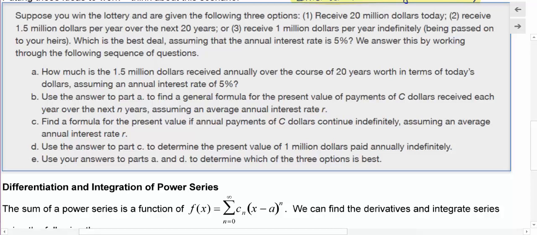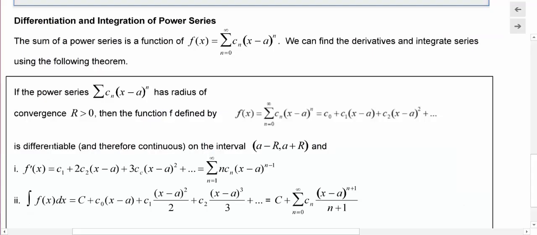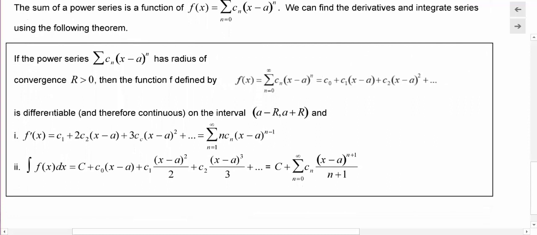Hi, and welcome to the second part of your power series video where we're going to be differentiating and integrating these power series. So the sum of a power series is a function, right, of this. Here's my summation notation. And we can find the derivatives and integrate these series using this theorem. I'm going to just show you what this theorem looks like, but then I want to get into how to use it because I think you're going to find this to be very intuitive.